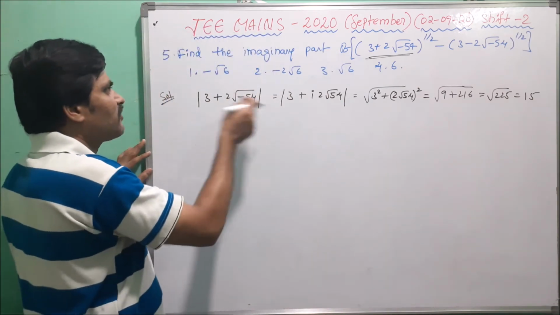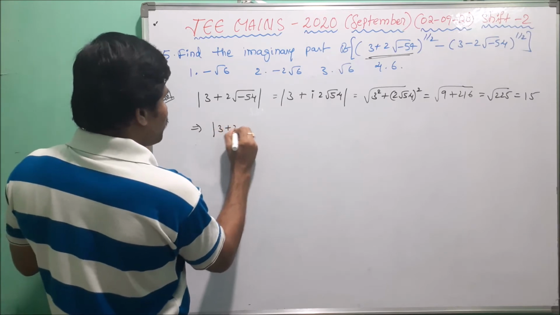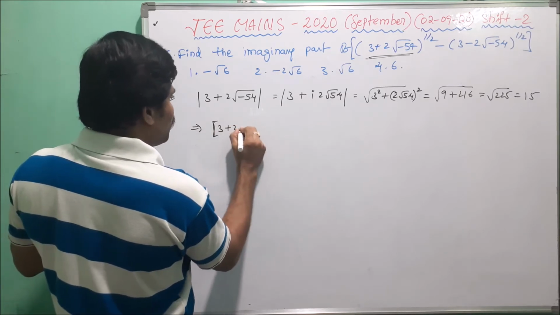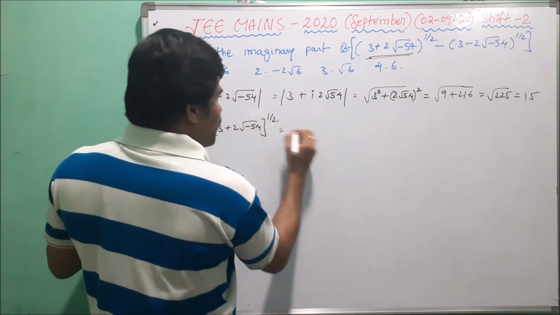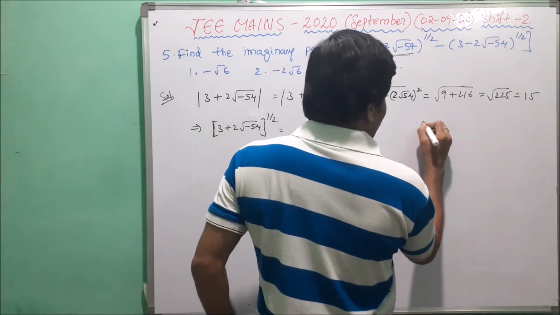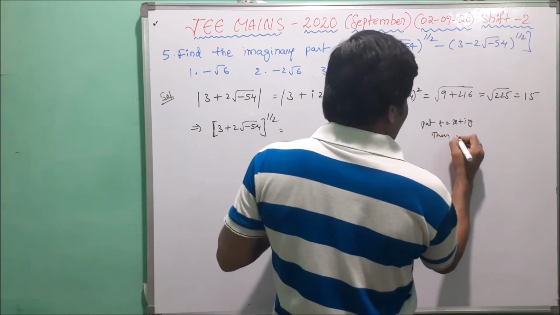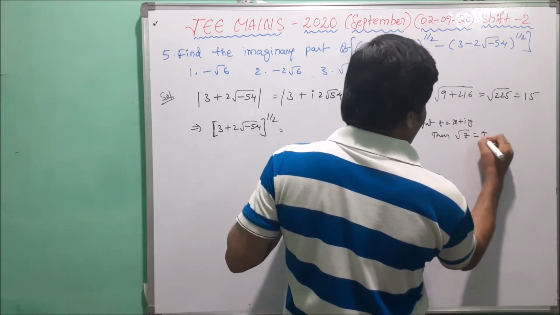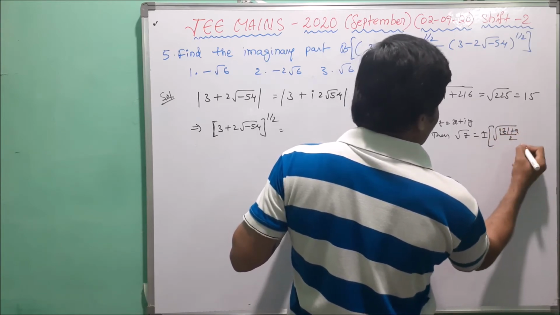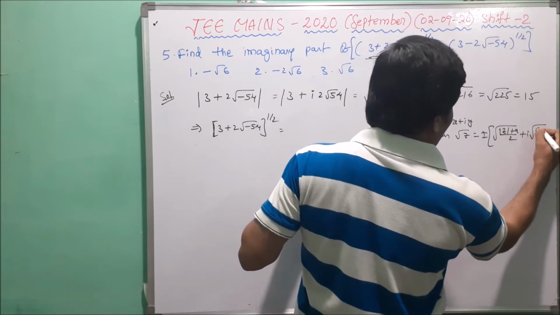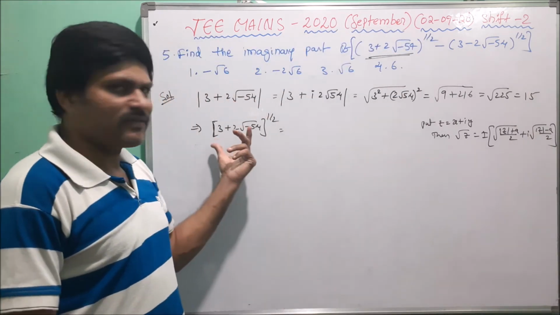Now here to find the square root of that complex number, which implies 3 plus 2 root minus 54 whole power 1 by 2. Now here using one formula, put z equals x plus iy, then square root of z equals plus or minus square root of (mod z plus a) by 2 plus i into square root of (mod z minus a) by 2. Using this formula to find that value.